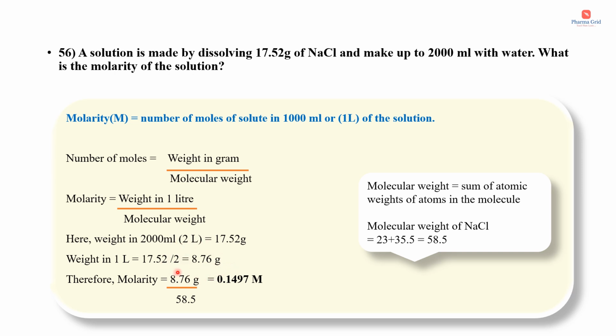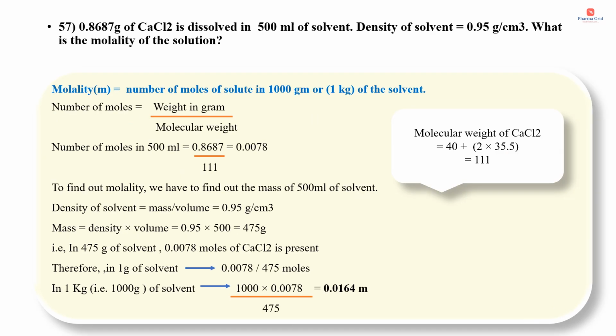And using this, we can calculate the molarity. Molarity is weight in 1 liter divided by molecular weight. That is 8.76 gram, which is the weight in 1 liter, divided by 58.5, which is the molecular weight of NaCl. So the answer is equal to 0.1497 molar. Next question.